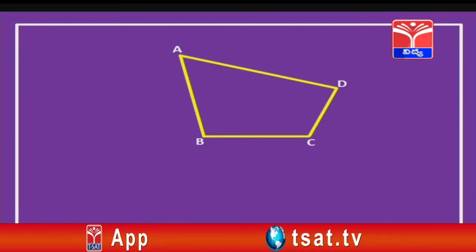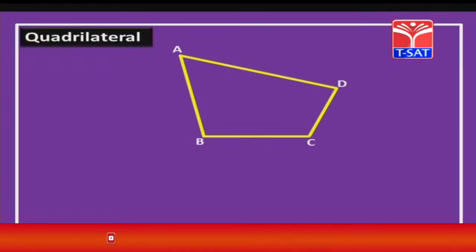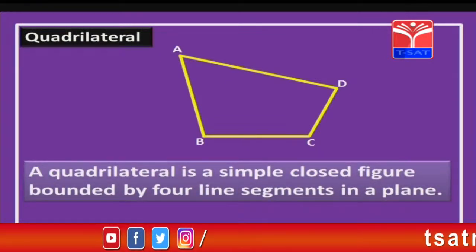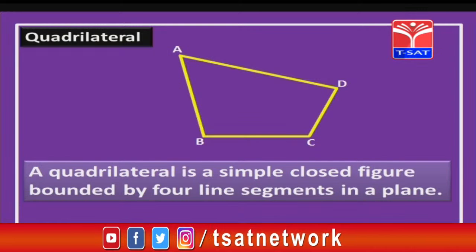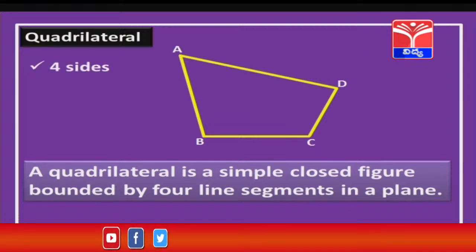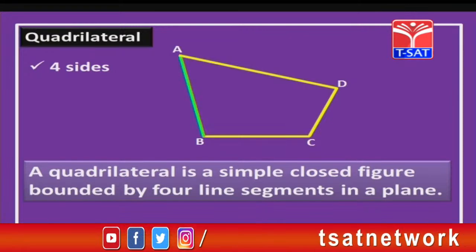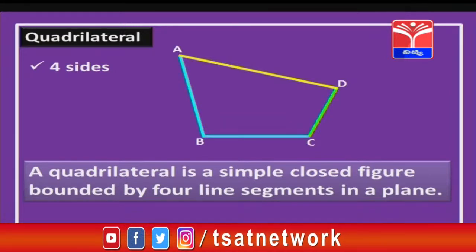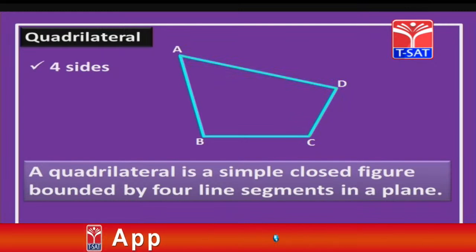So, here you notice a quadrilateral ABCD, right children? Yes. How do we define this? It is a simple closed figure formed or bounded by 4 line segments in a plane. Okay, children. Now, what do you notice from this quadrilateral ABCD? Yes, it has 4 sides. What are the sides here? Yes, AB, BC, CD and DA. So, these are the 4 sides.